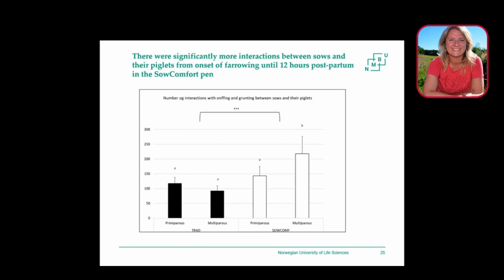Also, we saw better communication initiated by the sow with her young in the sow comfort pen than in a traditional pen. That was measured as the number of interactions with sniffing and grunting between sows and their piglets, initiated by the sow. And interestingly, the multiparous sows did really well in the system, because usually primiparous sows do better, but multiparous sows actually did really well.